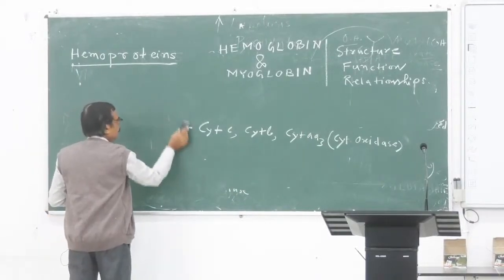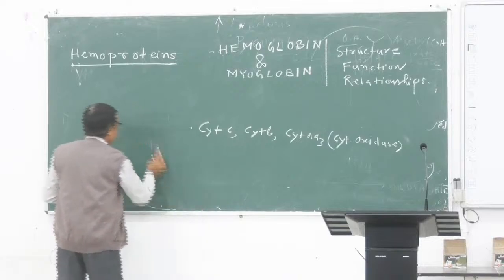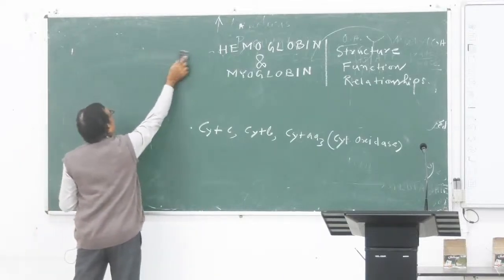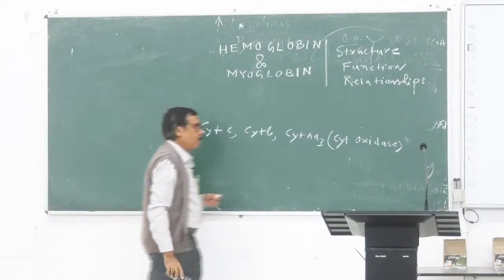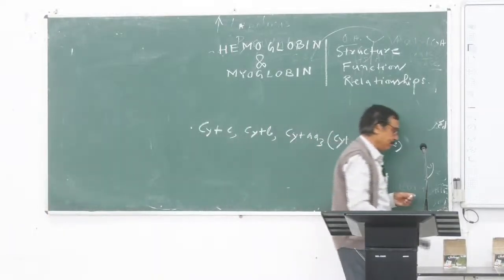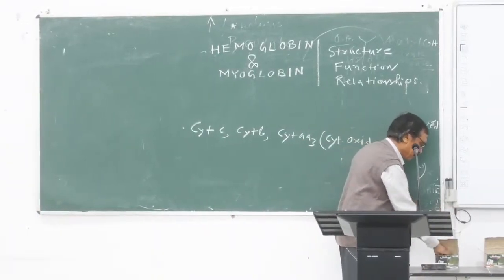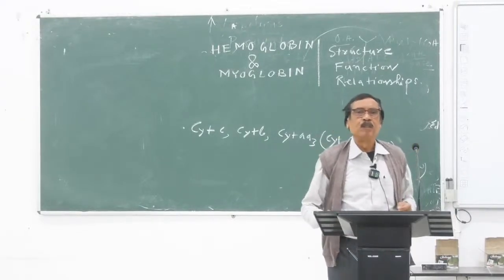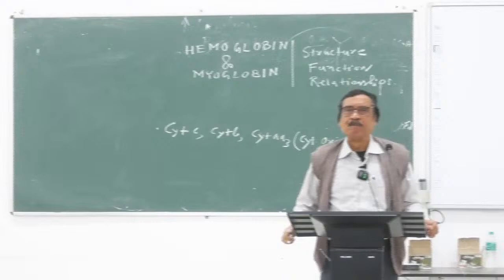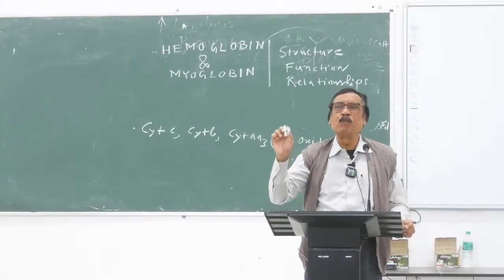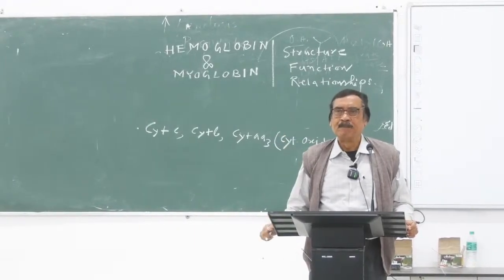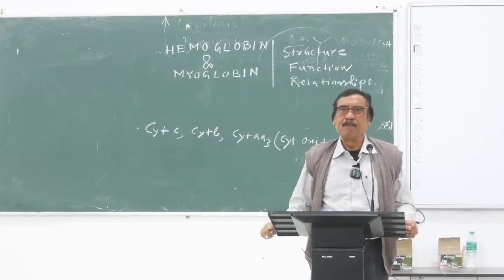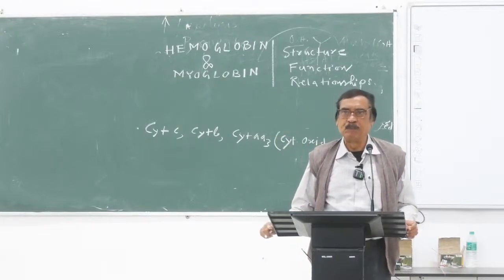Now, what is heme? Before discussing hemoglobin and myoglobin, we have to learn heme. What is the heme molecule? Heme is a prosthetic group of all hemoproteins. That means all hemoproteins contain heme as a part of their prosthetic group.